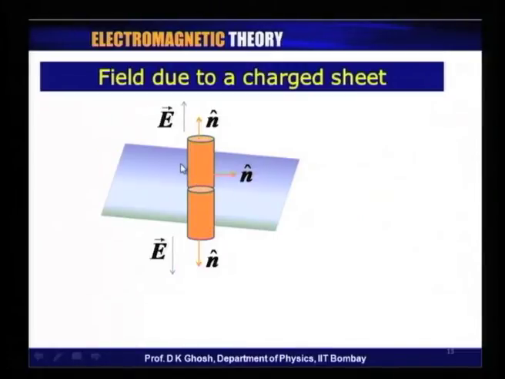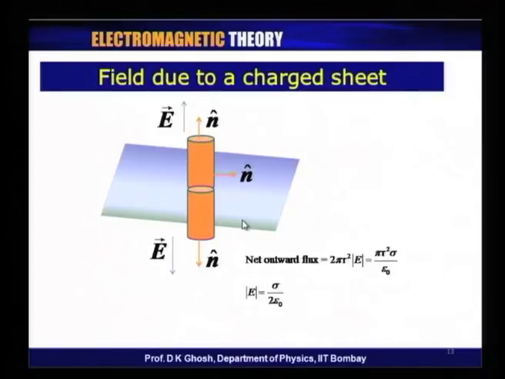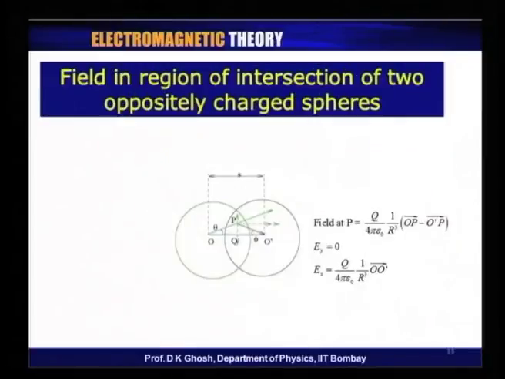So, when I calculate E dot ds, there is no contribution from the slanted face, and since the direction of n and the direction of E are parallel on the top and the bottom face, the net outward flux that I get, there are two faces, pi r square each. So, I get 2 pi r square times E, and that is equal to the charge enclosed, which is pi r square times sigma, where sigma is the surface charge density, divided by epsilon 0. So, the magnitude of the electric field is given by sigma by 2 epsilon 0.